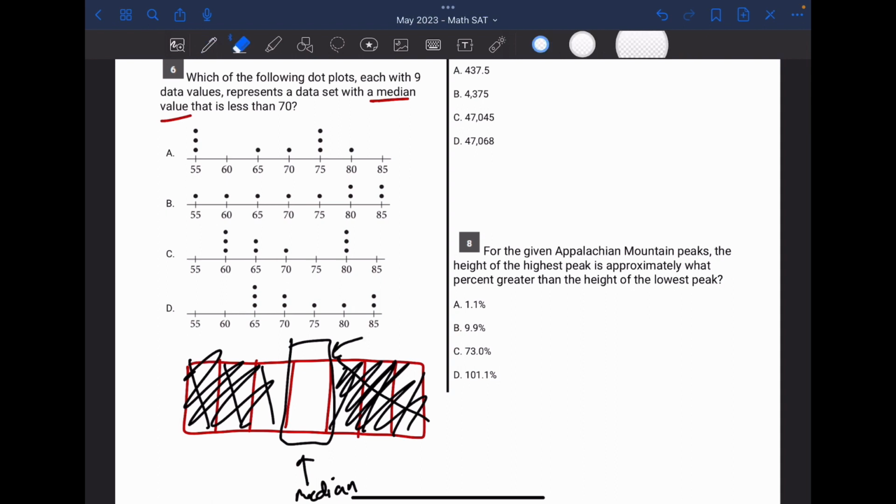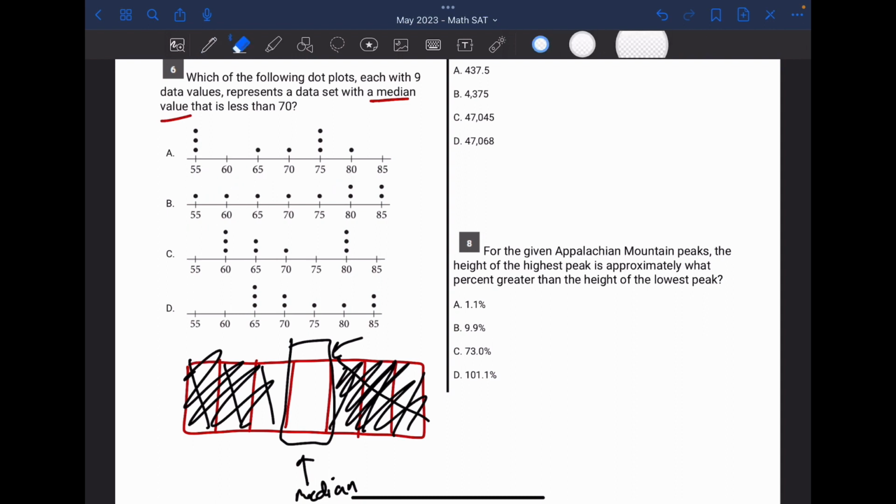So in other words, we have to count the number of dots on the left side of 70 and on the right side of 70. If you have more dots on the left side, this would be the correct answer because it would be less than 70. So once again, the median is either pushed by the left or by the right, considering the number of dots. So if you have more dots on the left, it would be pushed to the left, and if you have more dots on the right, the median would be pushed to the right.